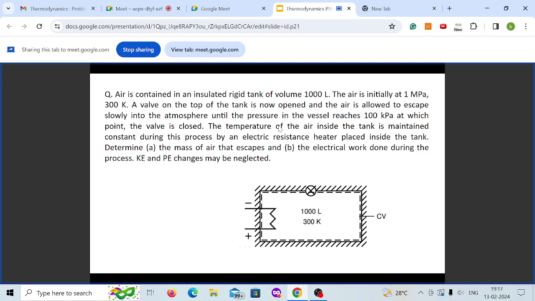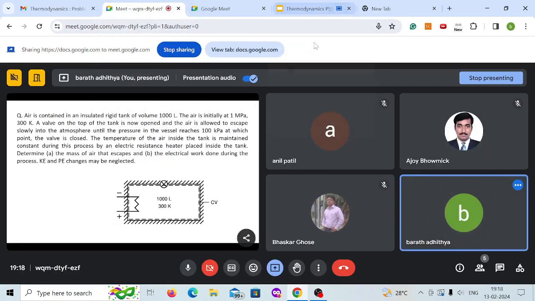So the temperature of the air inside the tank is maintained constant during this process by an electric resistance heater. So you have a heater here which will make sure that the temperature inside the tank is constant, which is 300 Kelvin. So now we need to find A, the mass of air that has escaped, and B, the electrical work done during the process. You can assume the kinetic energy and potential energy are 0.